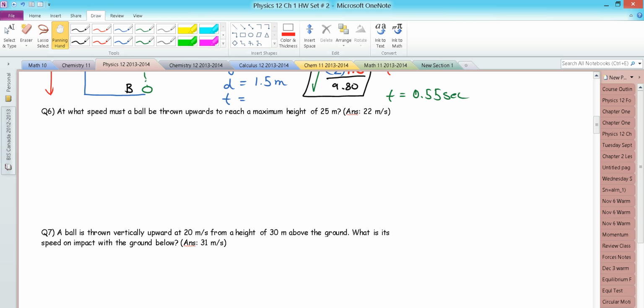All right, so for question number 6, at what speed must the ball be thrown upwards to reach a maximum height of 25 meters?